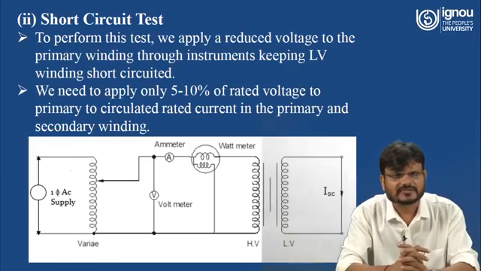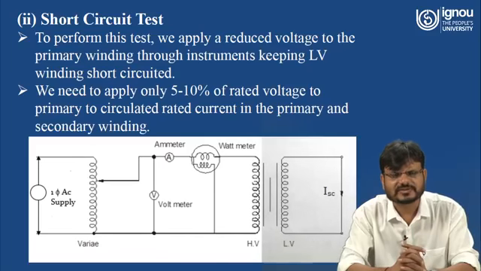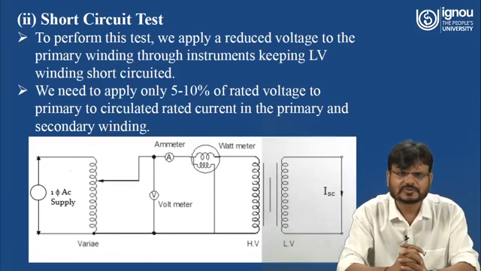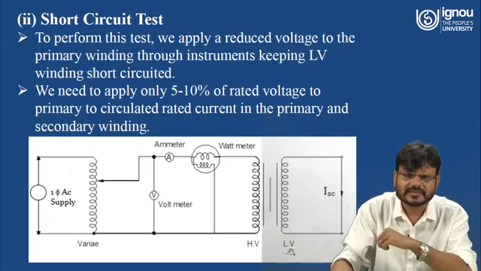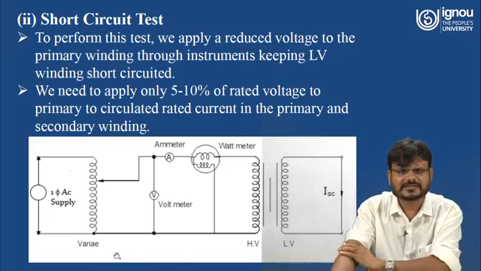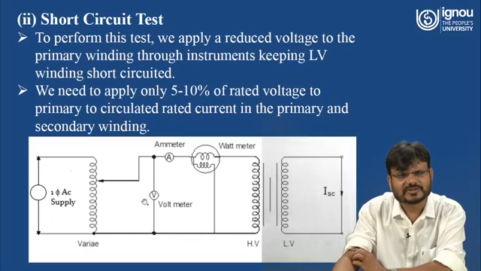Now the next test that we are going to discuss is the short circuit test. These short circuit tests are performed basically to find out the copper losses. To perform this test, we apply a reduced voltage to the primary winding through an instrument, keeping the low voltage winding short circuited. You can notice in the diagram that the low voltage side is short circuited and the tests are performed on the high voltage side. You just apply 5 to 10% of the rated voltage, and it will give you the rated current, that is the short circuit current.